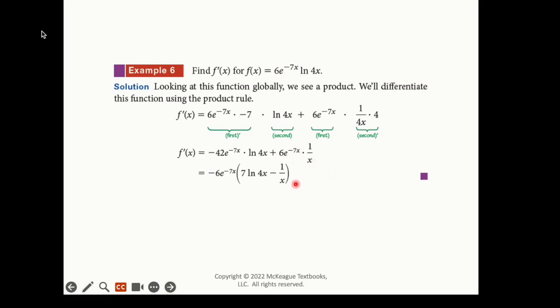And then if you'd like to go a step further, you can factor out what they all have in common, which is the negative 6e to the negative 7x. And then what's left over is 7 natural log of 4x, and then minus the 1 over x.